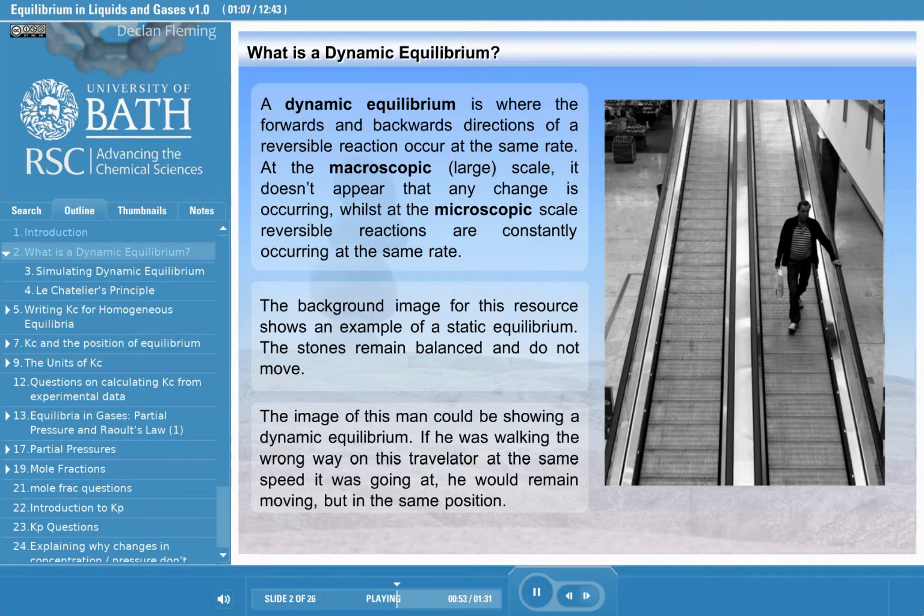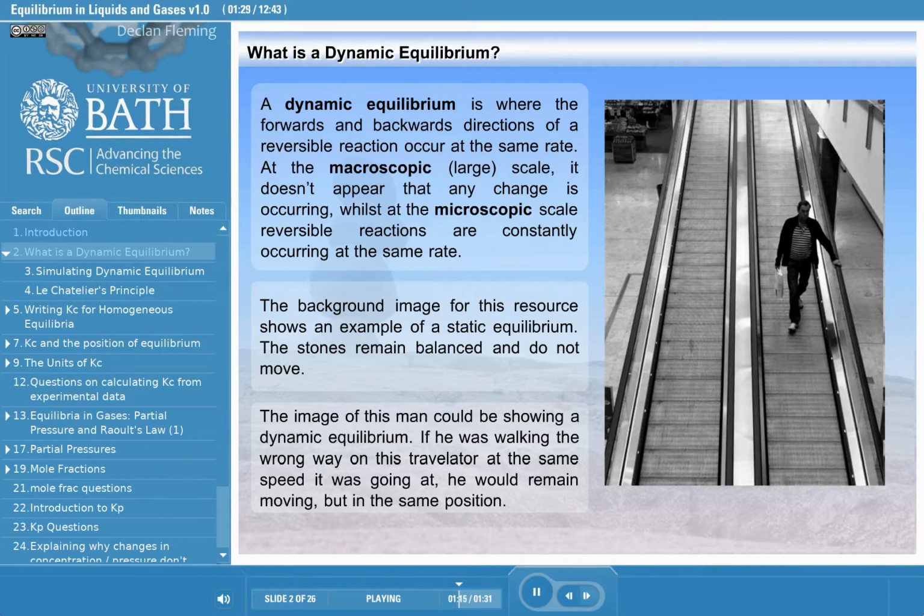The rate of the forwards reaction is being modelled by his walking pace, and the rate of the backwards reaction by the speed of the travelator. Changing the conditions would change the position of the equilibrium. For instance, a drop in speed of the machine would cause the man to slowly move forwards. Of course, here is where we need to adapt our travelator in order to make the model fit better.